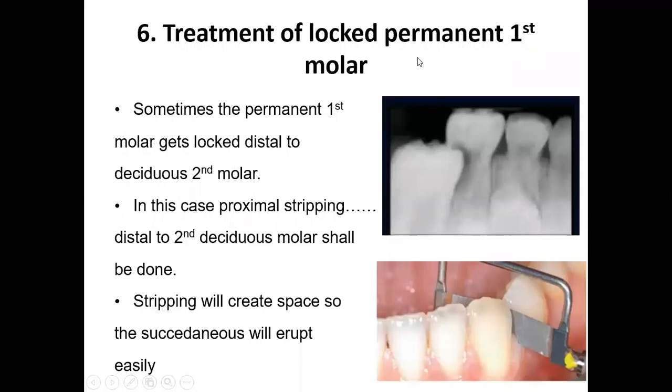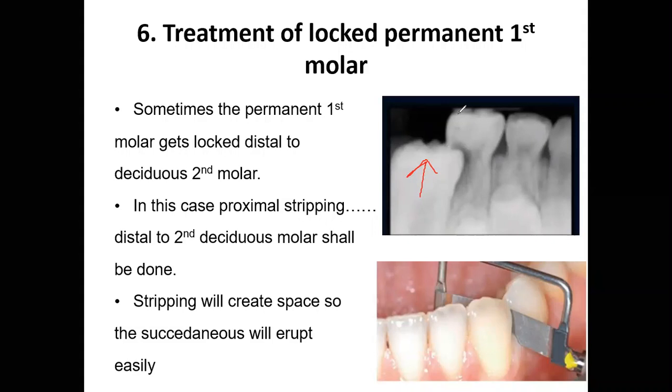Again, now number 6 is treatment of locked first permanent molar. Can you see here again? This picture is very clear to you that sometimes the first permanent molar gets locked. It's not well erupted into the oral cavity. Here is the deciduous tooth. This is the deciduous tooth. Here the first permanent molar is locked due to any reason, and it is not erupting well into the oral cavity. It is not properly erupting into the arch. So we need to give some space to this tooth to erupt into the cavity.